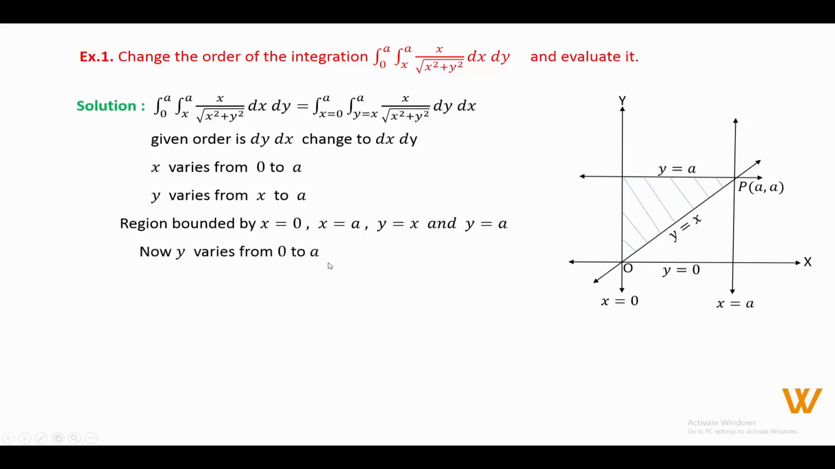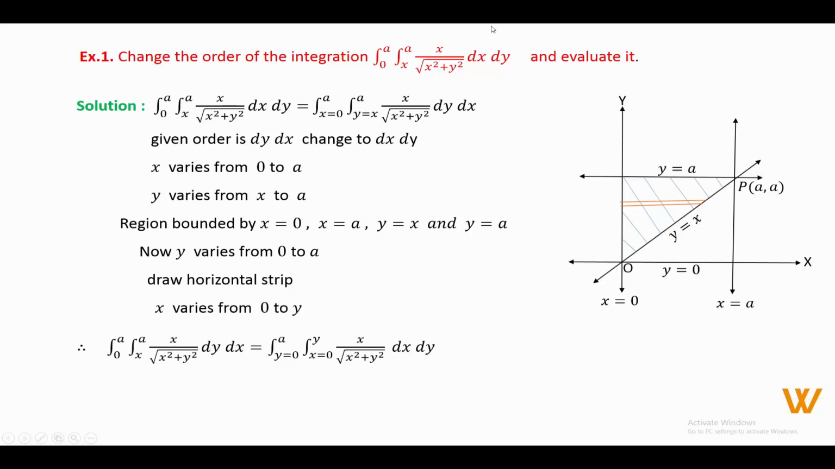Now find the value of x in terms of y. Draw a horizontal strip in this way. This region is from this line to this line. Here the value of x is 0 and here the value of x is y. Means x varies from 0 to y.